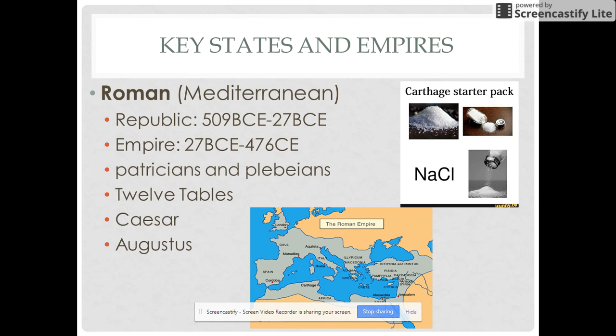Notable things that happened during the time of the Roman Republic. Rome is going to go to war not once, not twice, but 3 times with Carthage, which is Rome's rival in the Mediterranean. And they are right down here in North Africa.